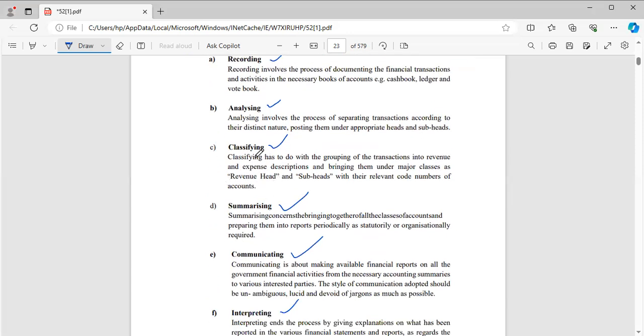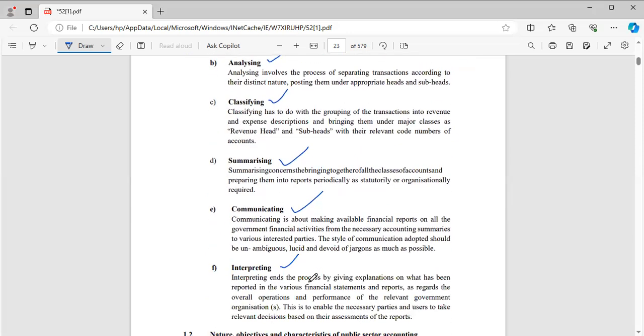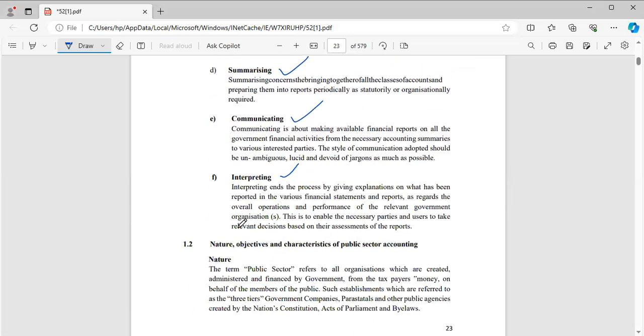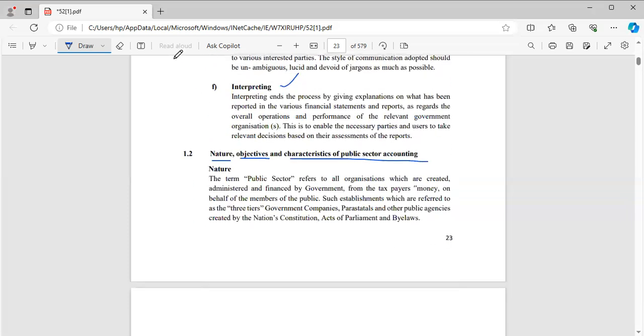You also have to classify them, you summarize, you communicate, and lastly, you interpret the information, all right? So having known this, the next thing that we'll be looking at is the nature, objectives, and characteristics of public sector accounting.